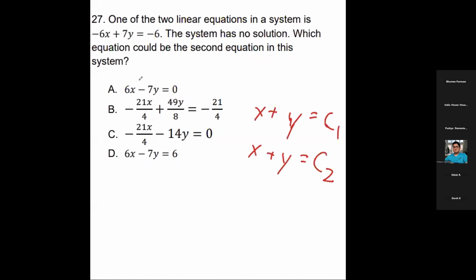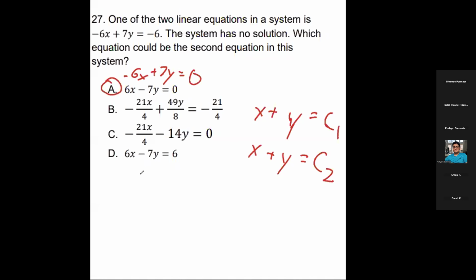So for A, we could just multiply the entire thing by -1. So that would be negative 6x plus 7y equals -6. So this equals two different constant values. So the correct answer is A.